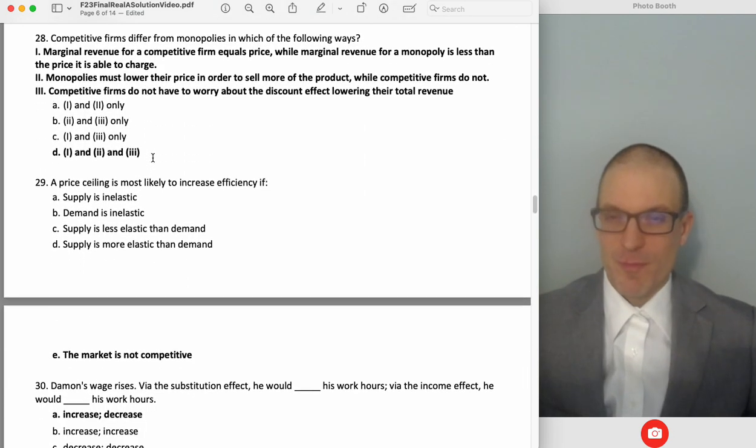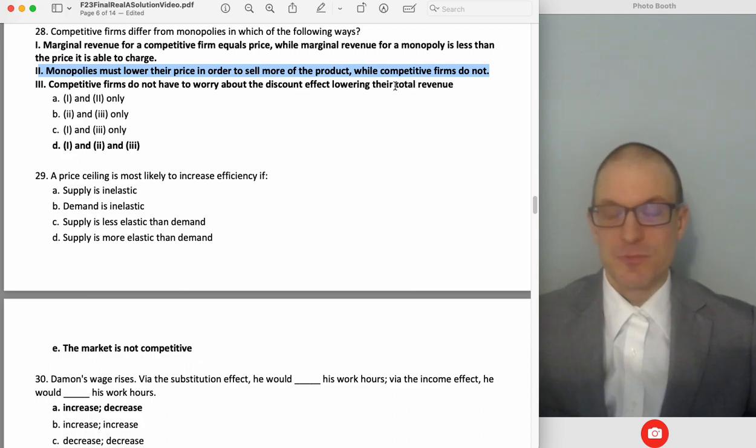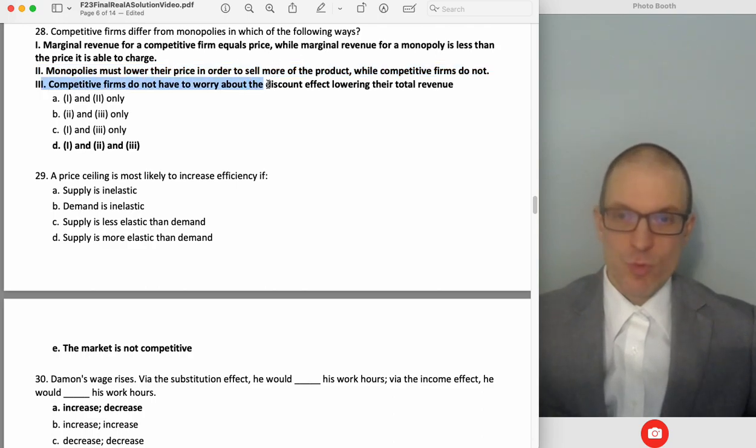Competitive firms differ from monopolies in which of the following ways? All of them. Marginal revenue for a competitive firm equals price. Marginal revenue for a monopoly is less than the price it's able to charge. That's because of the discount effect. Monopolies must lower the price in order to sell one more product, while competitive firms do not. That's because of the downward sloping demand curve, which then gives rise to the discount effect. Competitive firms do not have to worry about the discount effect lowering their total revenue. Nope, they don't, because they're going to sell each additional unit for exactly the market price.